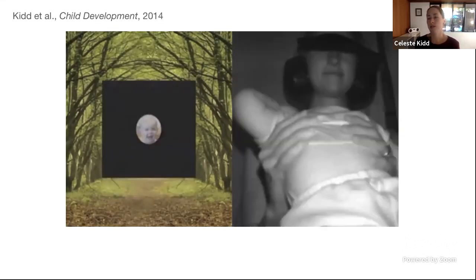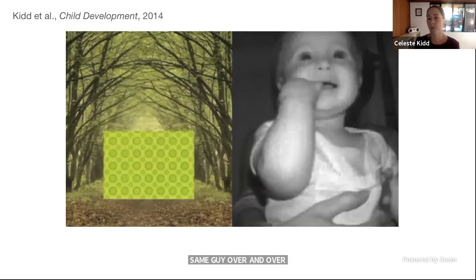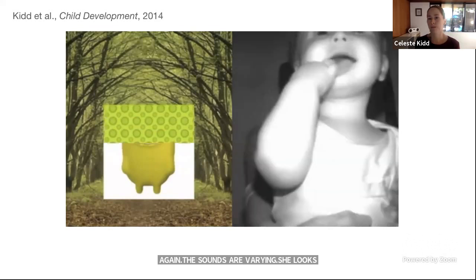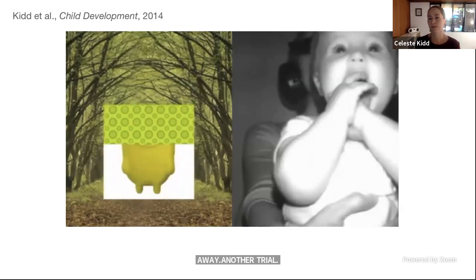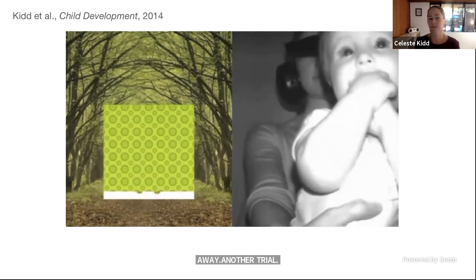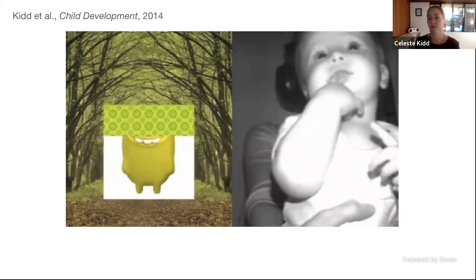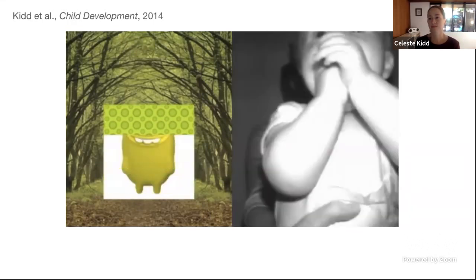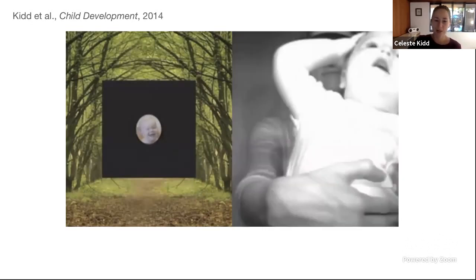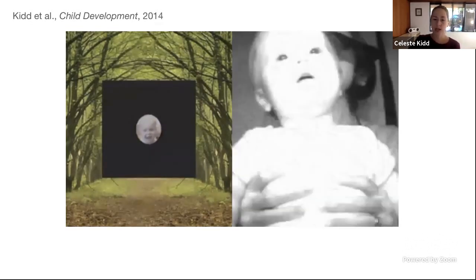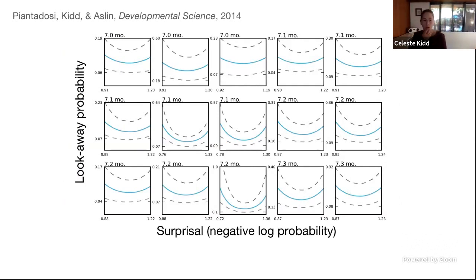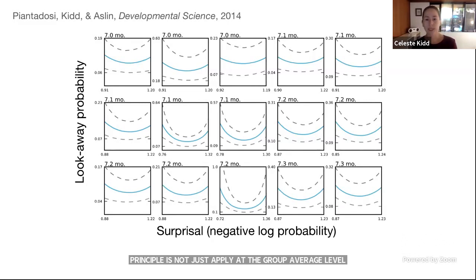She looks away. She gets another trial. Yeah, look away. We get that same Goldilocks effect of disengagement at points of high and low surprisal here as well. So this guiding principle doesn't just apply at the group average level, it also applies at the level of individual infants. This kind of U-shaped function we think represents a broadly applicable strategy for organizing your search for information in the world.